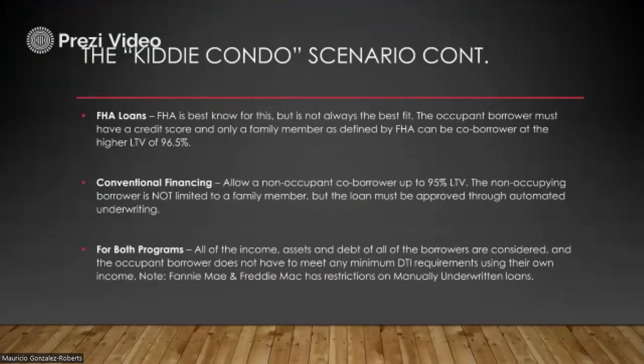FHA is likely to be the best option when a loan is manually underwritten. If we don't get that automated approval and it has to be downgraded, we might have to go the FHA route. And when we combine the income of a non-occupying borrower and an occupying borrower, and that exceeds any income limits for HomeReady or Home Possible, then we should look into a standard conventional or FHA as our best choices in this case.